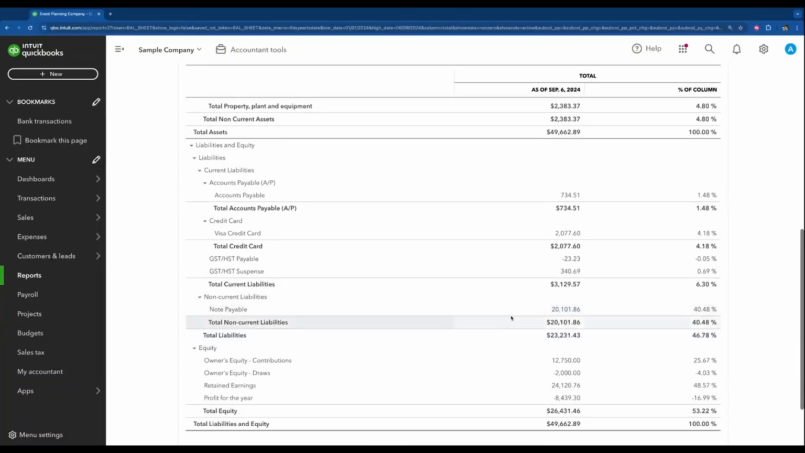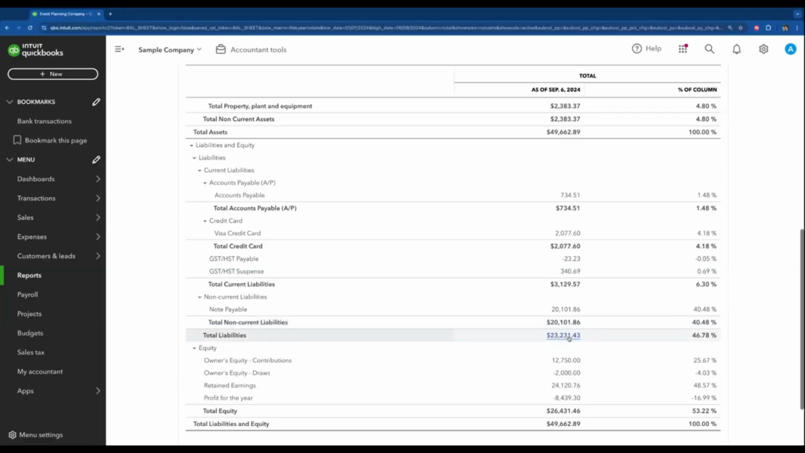It looks like this company has some loans, some other debts to pay off over time. And then with the current debt, like the accounts payable and the credit card balances, they're relatively low. This is 1.48%. This is 4.18%. The liabilities are looking okay. They're pretty conservative, pretty moderate liabilities, nothing too crazy right now.